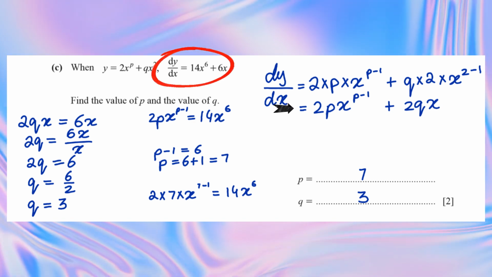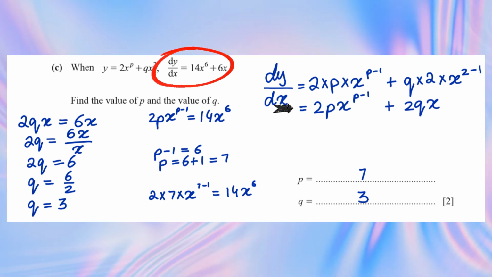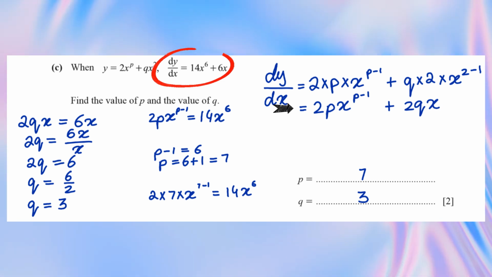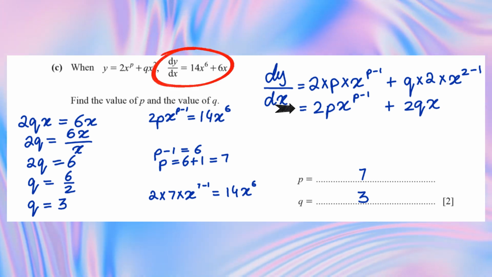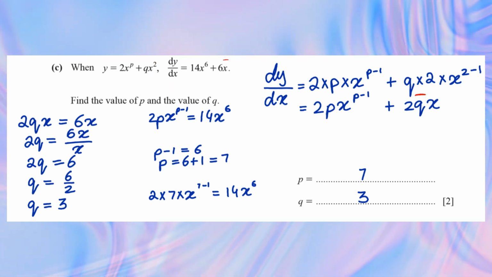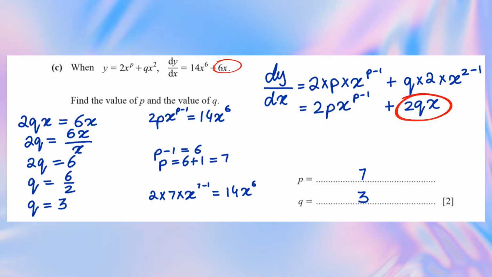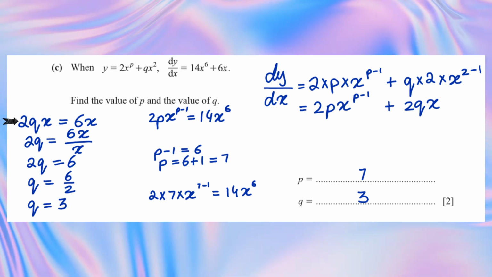Now, this derivative we just found is supposed to be equal to the derivative given in the question. It's just that our derivative is in terms of p and q. So, if we compare this derivative in terms of p and q to the derivative we are given in the question, we can see that the terms 6x and 2qx must be equal to each other as they both are terms with x to the power of 1. So, 2qx equals 6x.